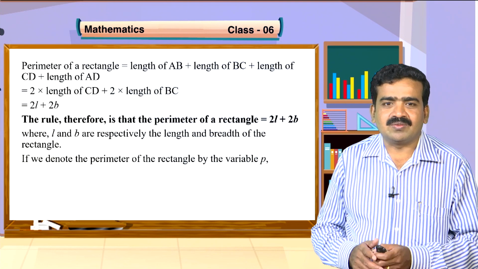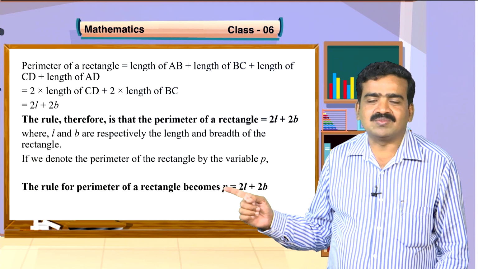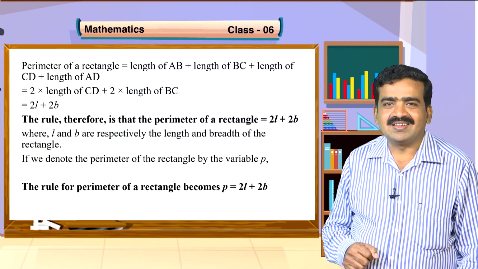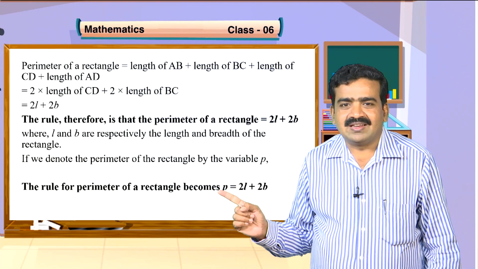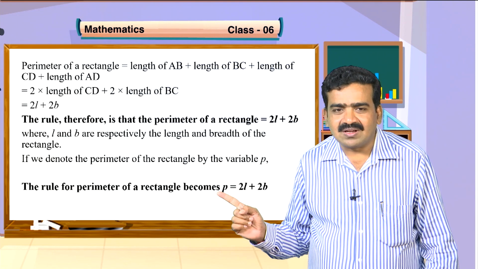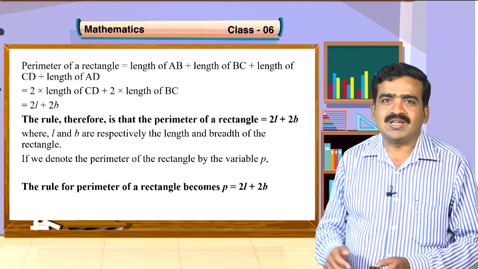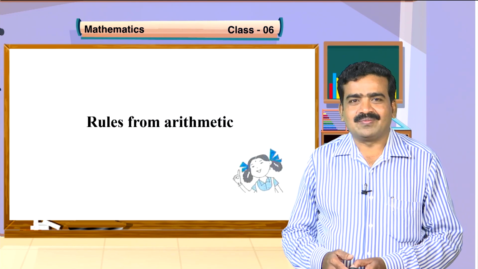Then if we denote the perimeter by the letter P, the rule for the perimeter of a rectangle becomes P is equal to 2L plus 2B. So if you are going to mention the perimeter P, then the general rule of perimeter of a rectangle becomes P is equal to 2L plus 2B. Is it understood? Very good.